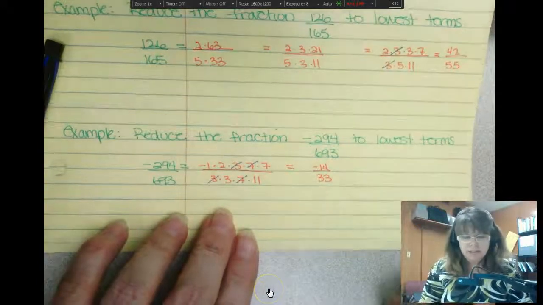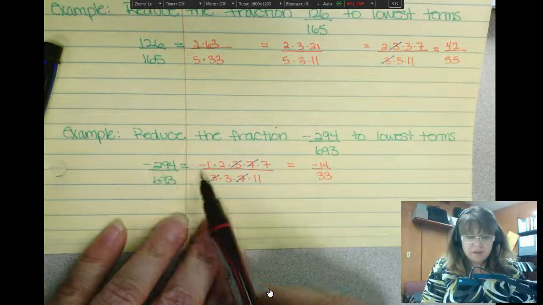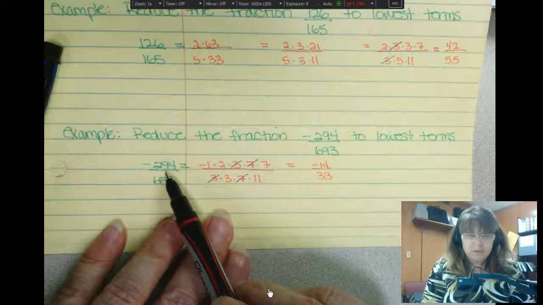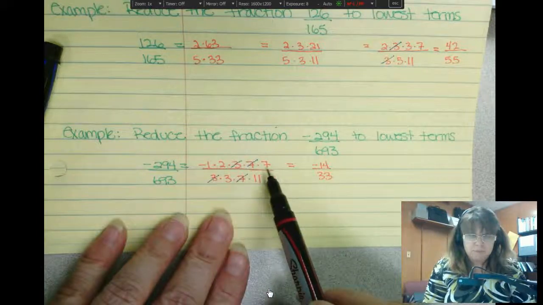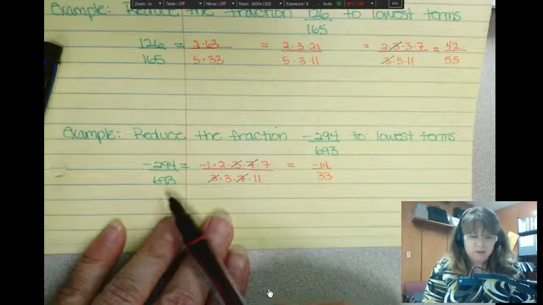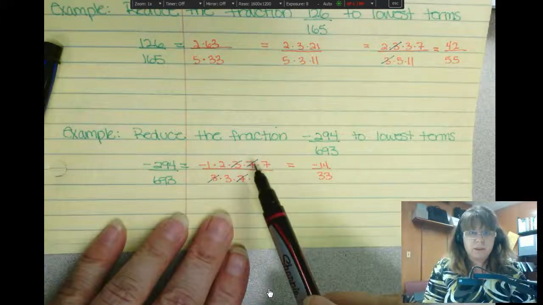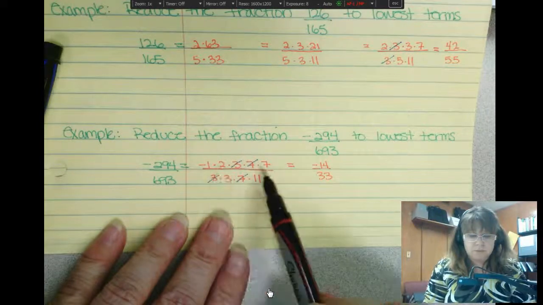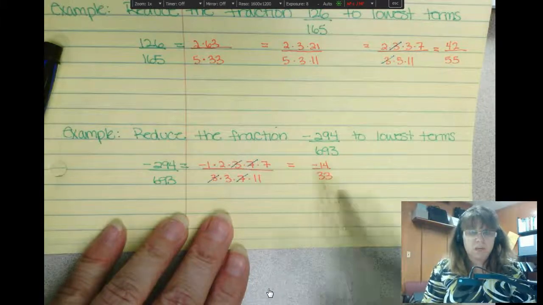Alrighty, here's my solution, negative 14 over 33. Why? Well, the negative I'm going to write as negative 1, and then 294 breaks down into negative 1 times 2 times 3 times 7 times 7. And 693 breaks down into 3 times 3 times 7 times 11. They both have a 3. The numerator and the denominator both have a 3 in common, as well as a 7 in common, leaving me with negative 1 times 2 times 7, negative 14 for the numerator, and 3 times 11, 33 for the denominator.